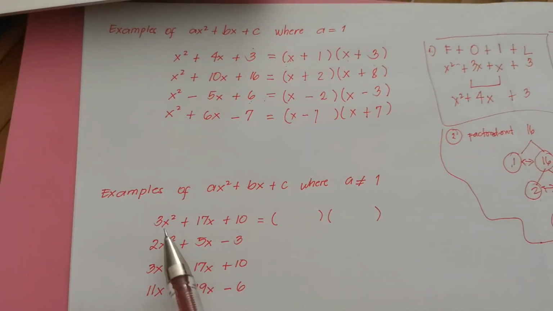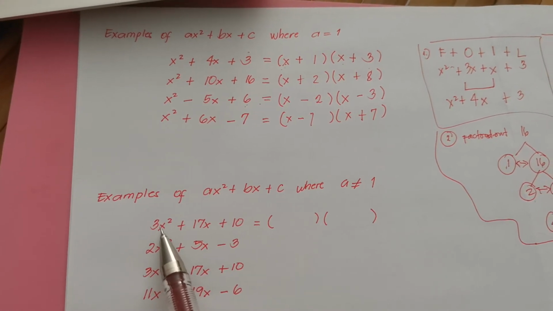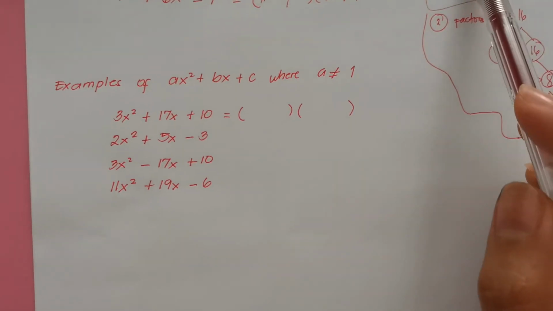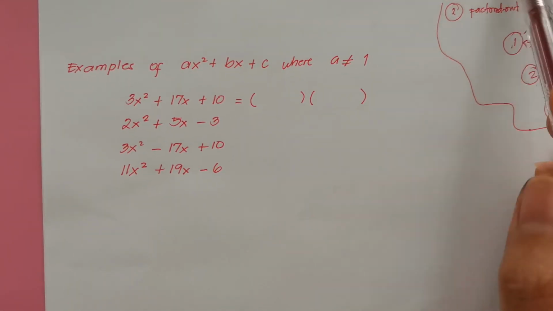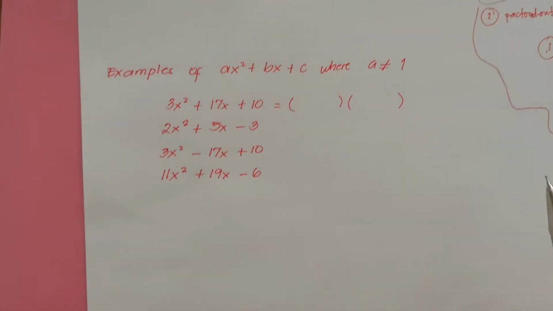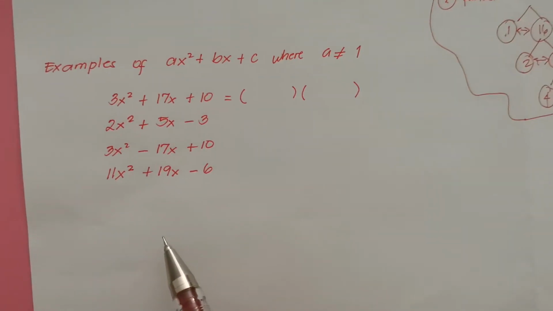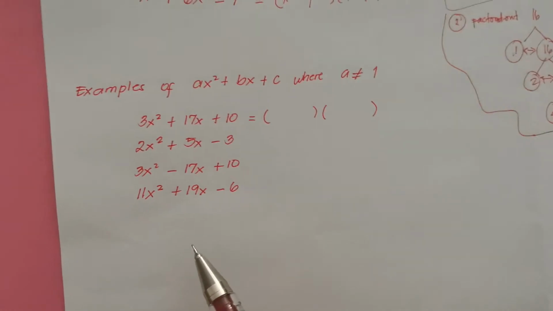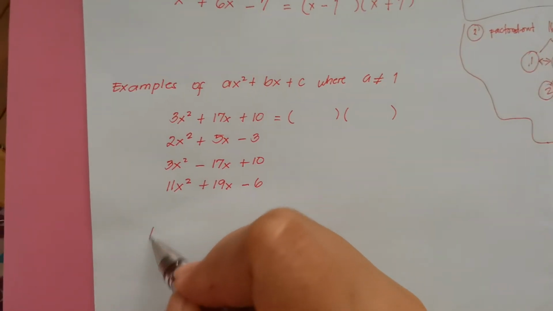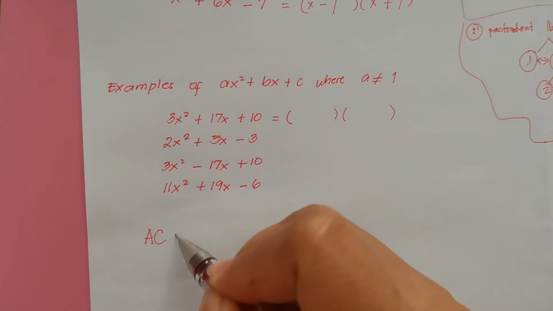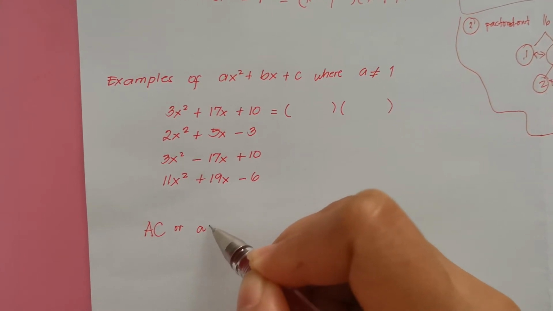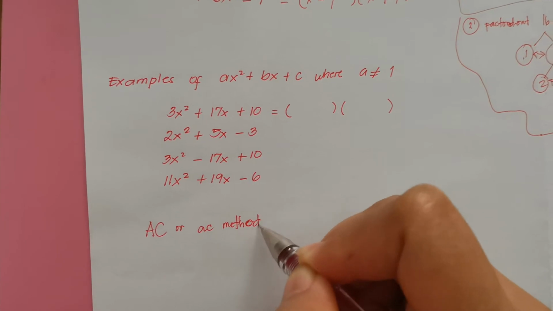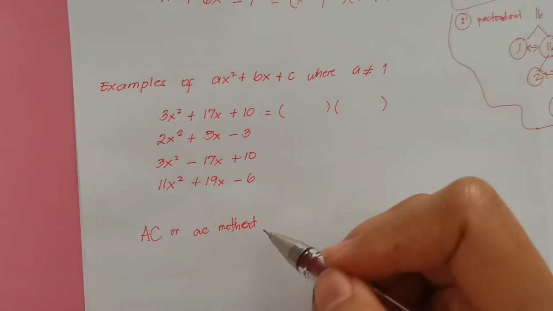Why? Because of the presence of a is not equal to 1 here. May changes na diri sa aton outer and inner term. So let's take a look. Mayari sa inyo ginagamit is trial and error. The example is on your module. But we have also what we called AC method. So what is the AC method?